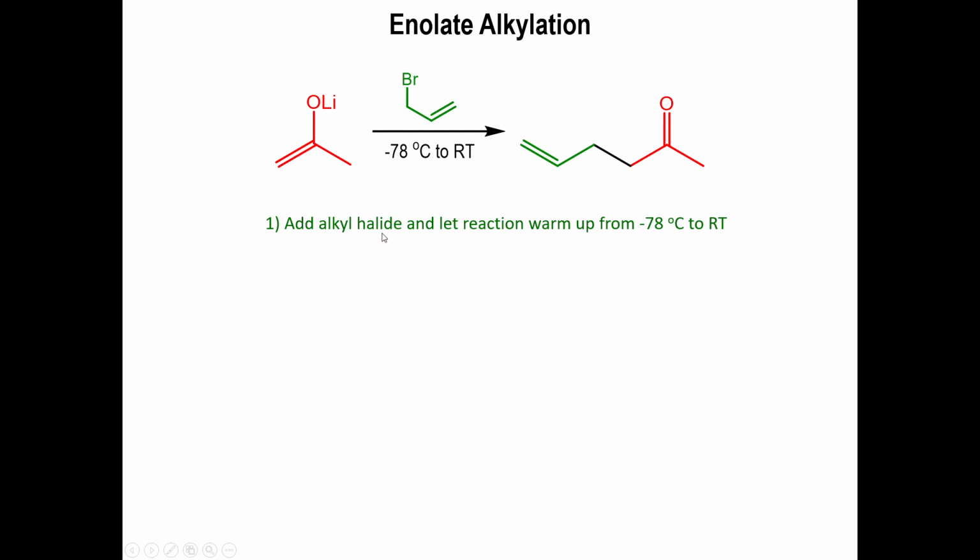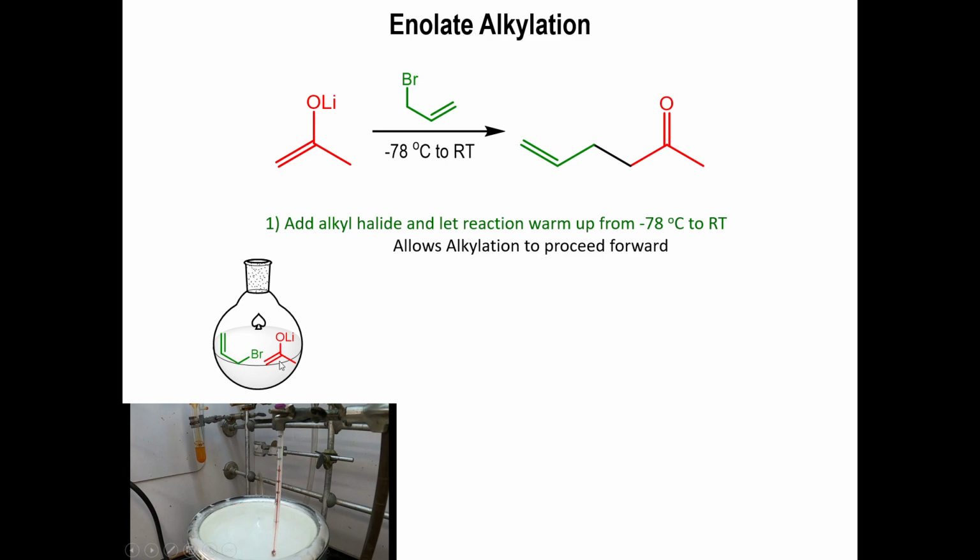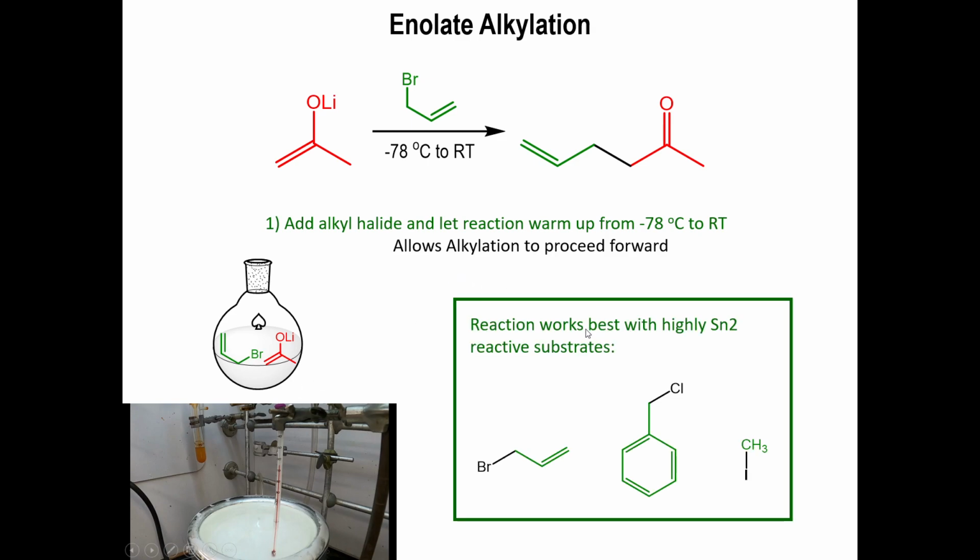Practically speaking, the way this works out is that you add allyl bromide to the freshly formed lithium enolate, and then you let the reaction warm up to room temperature. It could be half an hour, an hour and a half, depending on the amount and the conditions. But once you've added your allyl bromide, you take the flask out from your cooling solution, and you let it warm up to room temperature, and that will allow for the alkylation to proceed to completion.